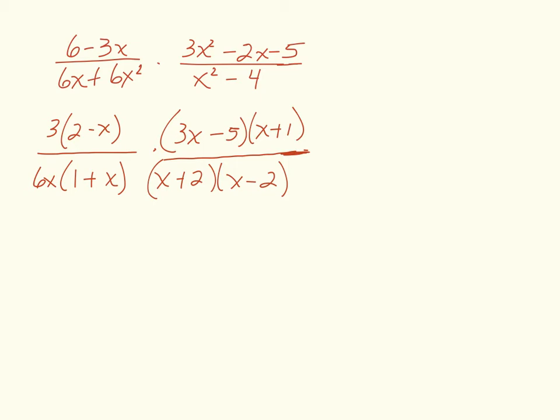Alright, so let's see what we can cancel. Well, we have an x plus 1 at the top and a 1 plus x in the denominator. Those cancel. Then we have a 2 minus x and an x minus 2. Well, those two cancel into a negative 1. So I'm going to put my negative sign out front, in front of that 3. Okay, so let's see what we have if we can make this neater. What do we have left?